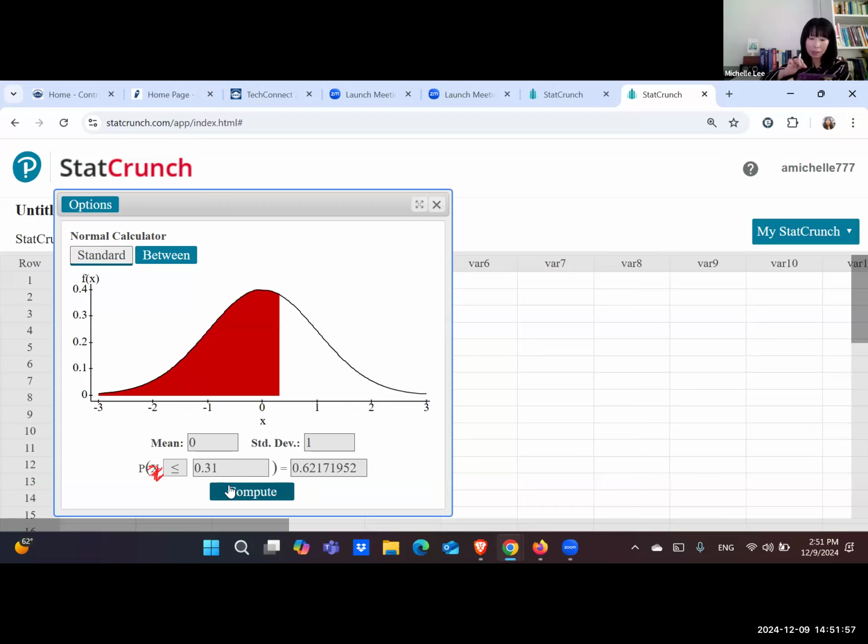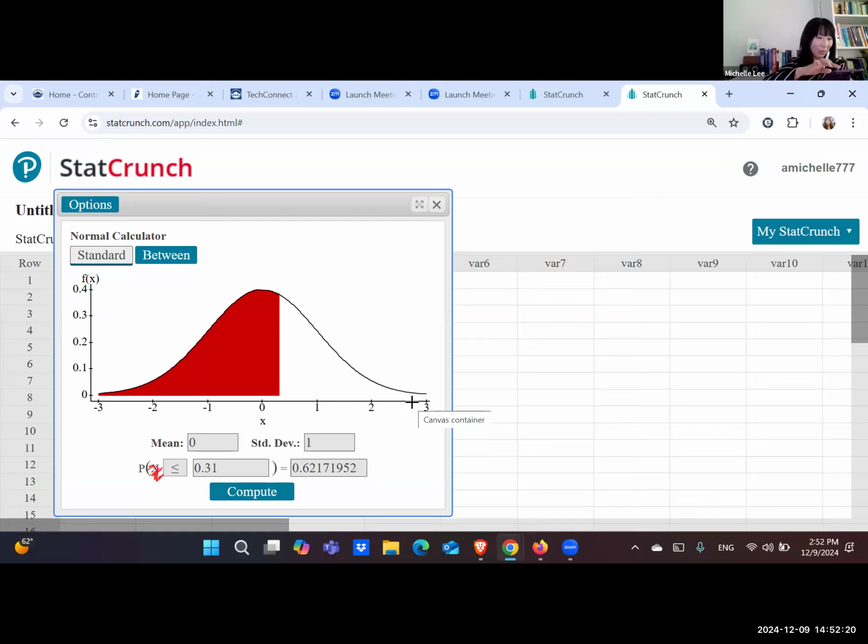Okay, that will be... I cannot remember, so let me take a picture. Oh, very good. 0.6217. Good. Thank you for the chat. Let me copy and paste yours.